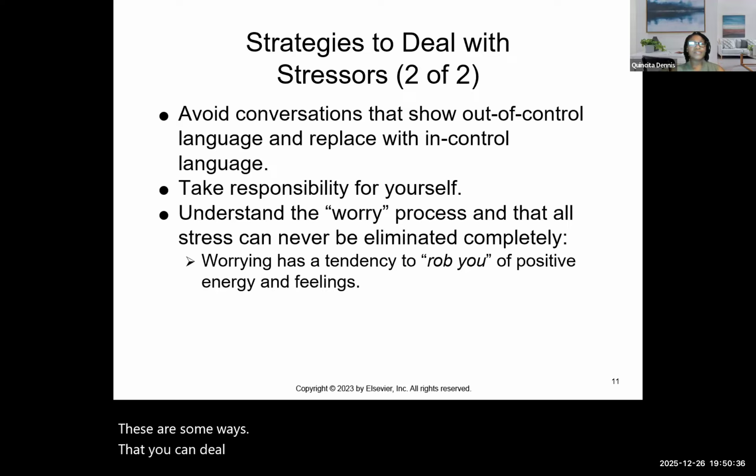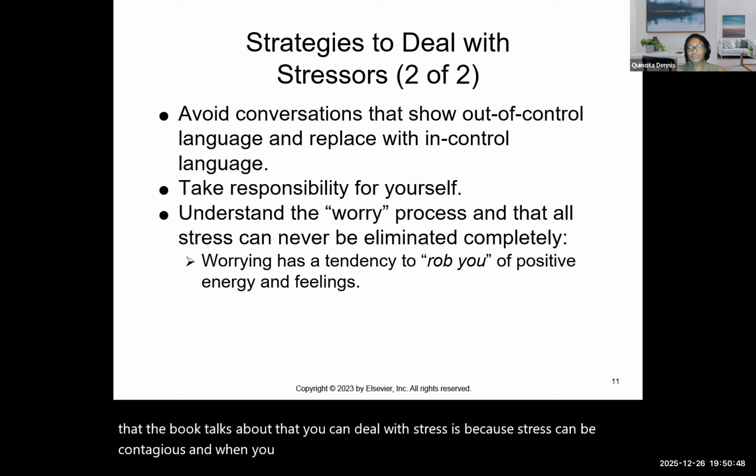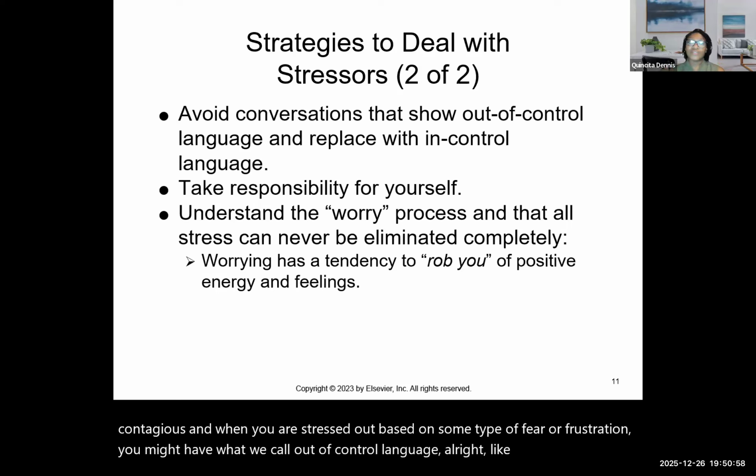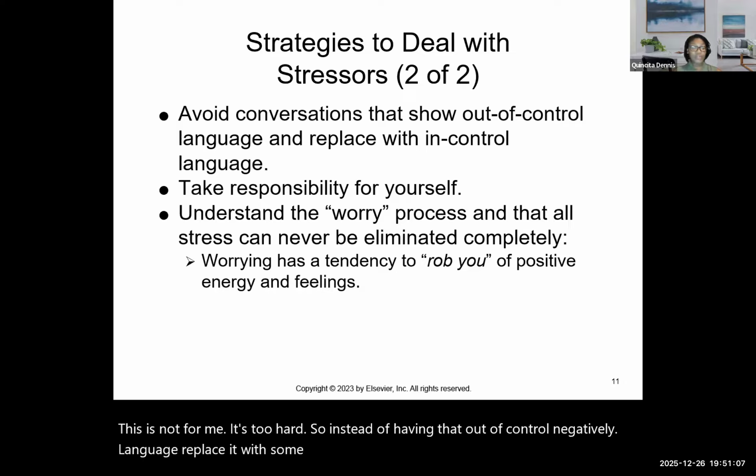All right. Another way that the book talks about that you can deal with stress is because stress can be contagious. And when you are stressed out based on some type of fear or frustration, you might have what we call out of control language. Like, I can't do this. Oh, this is not for me. It's too hard. So instead of having that out of control negative language, replace it with some type of in control positive language.